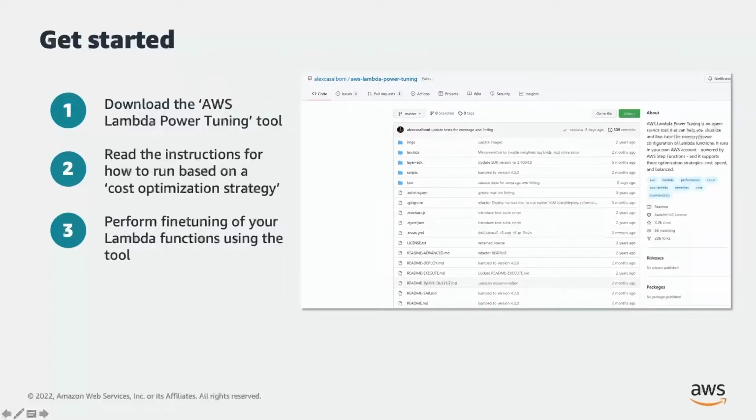To get started, there are 3 steps to follow. First, download the tool. Second, you can read the instructions for how to run based on a cost optimization strategy. It's very important. And third, just perform the fine-tuning of your Lambda functions, of the chosen ones.